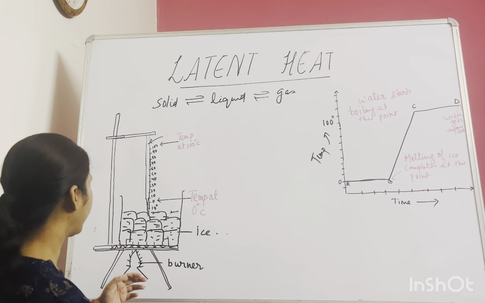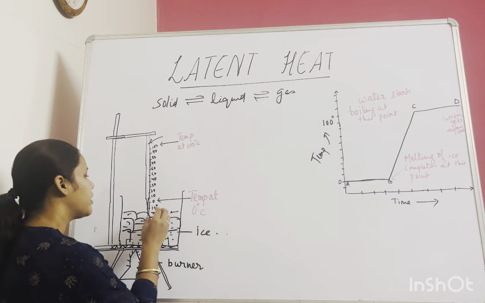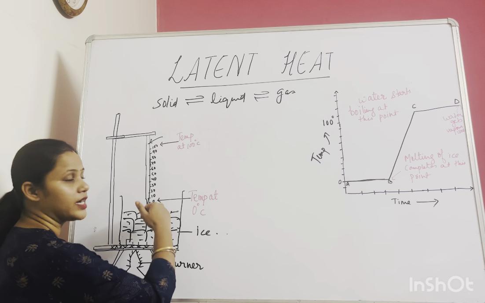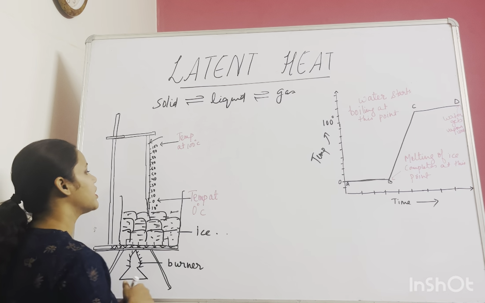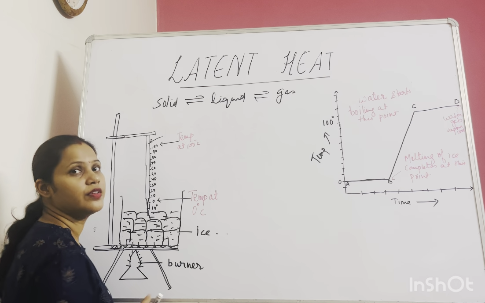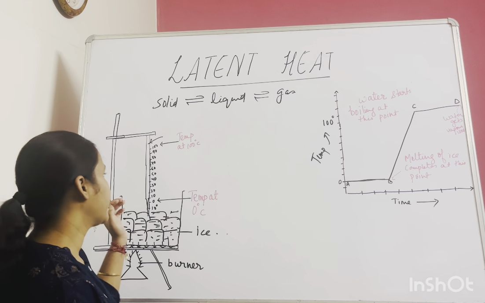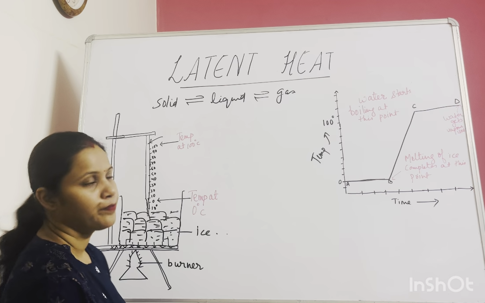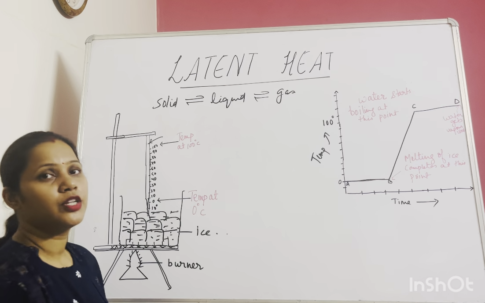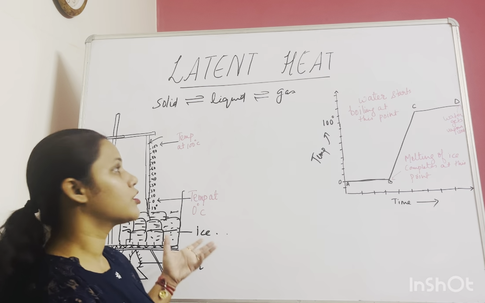Initially, when you supply heat to the system, we will see that the temperature on the thermometer starts to increase. But as the temperature reaches 0 degrees Celsius, we will see that even though the melting of ice is taking place, the temperature on the thermometer remains constant. Now the question that might be coming to your mind is, why? Why does the temperature remain constant?